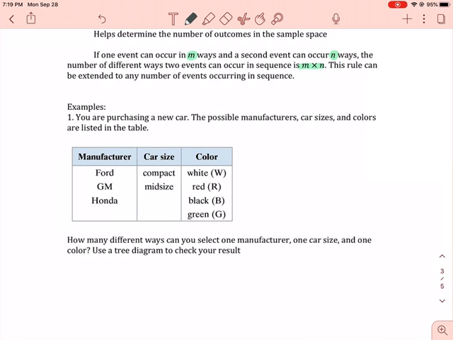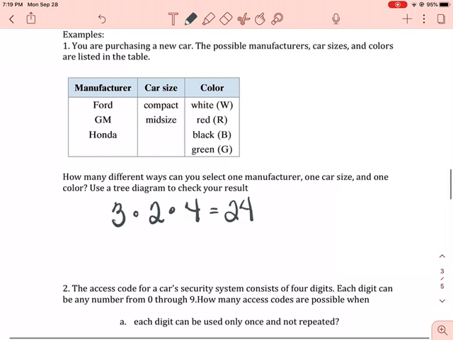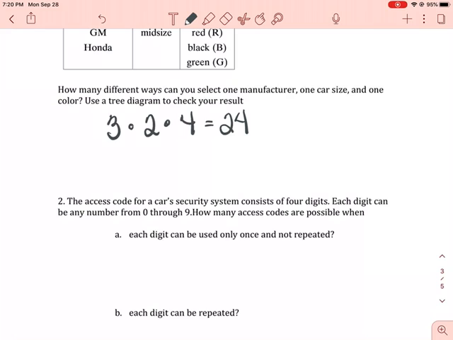Now, you can do a tree diagram here to check and make sure that's why it works the way it does. But according to our fundamental counting principle, we take the number of manufacturers times the number of car sizes times the number of colors and determine there are 24 different ways that you can create that car. Let's try another one. So all we're doing is multiplying. I like to think of this as number of choices times number of choices times number of choices. How many choices do you have for each part?